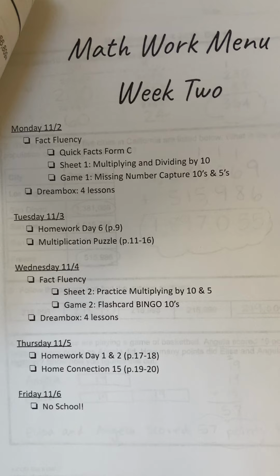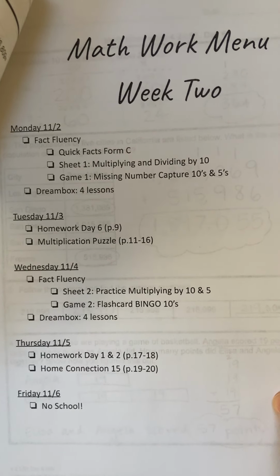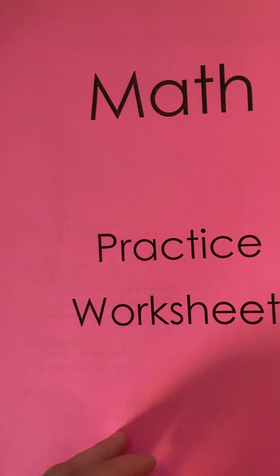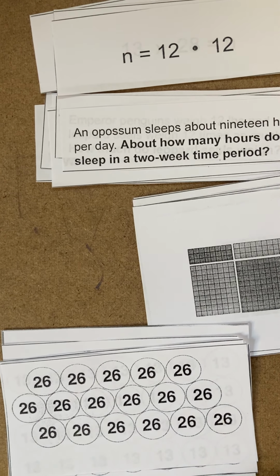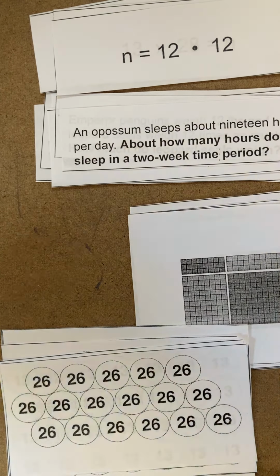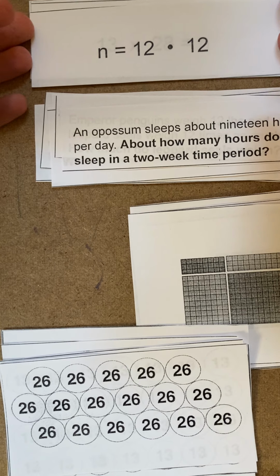So that's your first job, to cut all of those out. You're also going to need that really big 11 by 17 paper that's in your folder. After you have everything cut out, you can pause the video if you need to and come back. You're going to have 4 stacks. You're going to have equations.